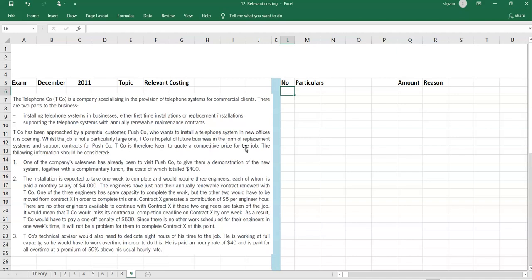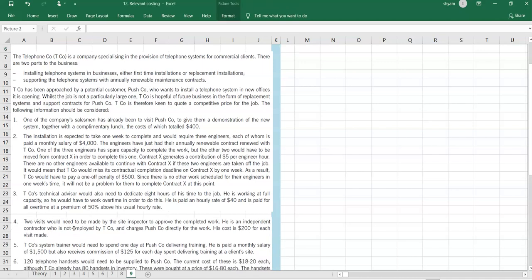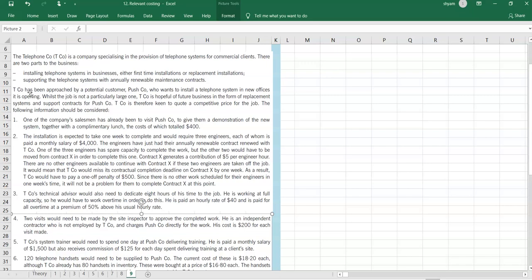So the price that is quoted for this order should be as low as possible. Okay, so that's what the concept is. This is an ideal sum for relevant costing. So we'll start from here.